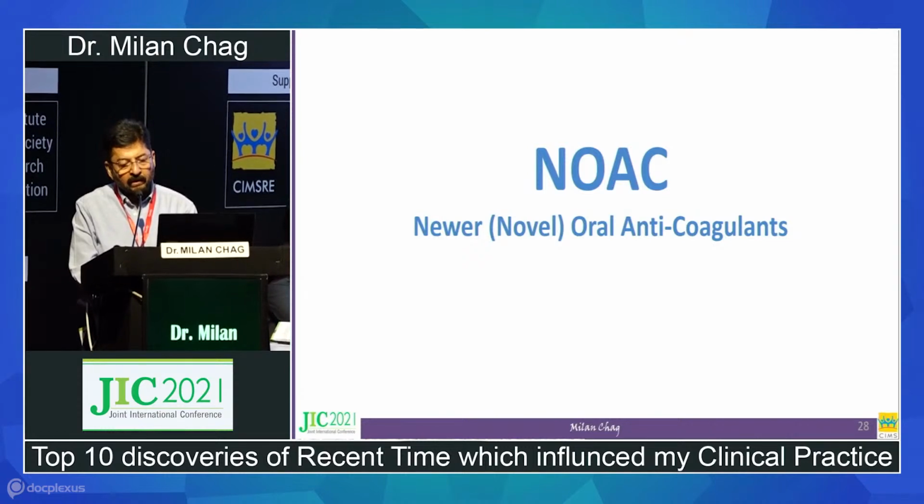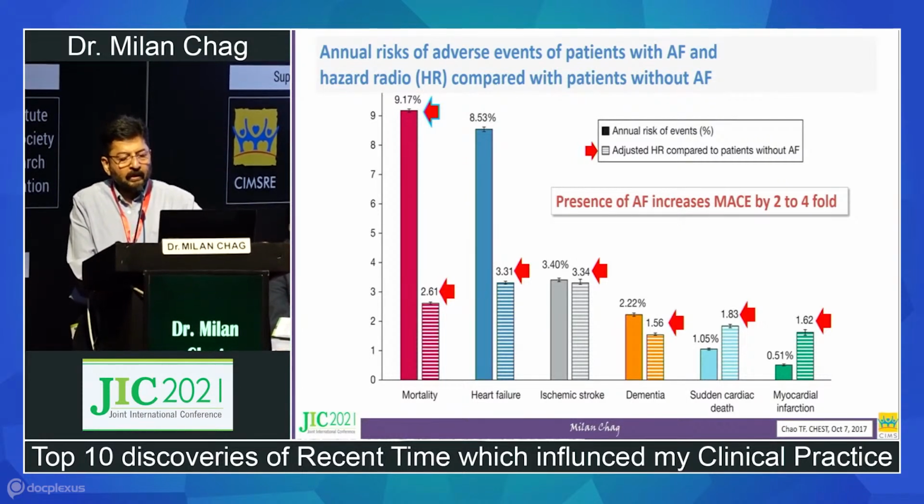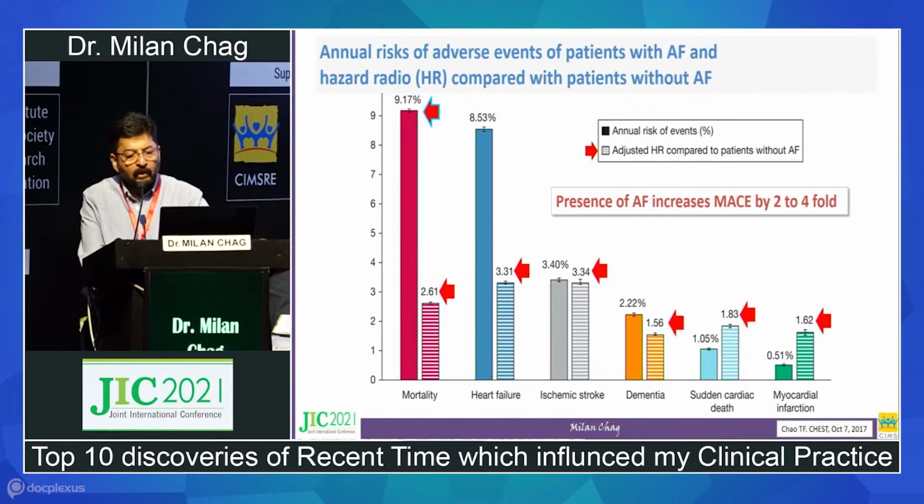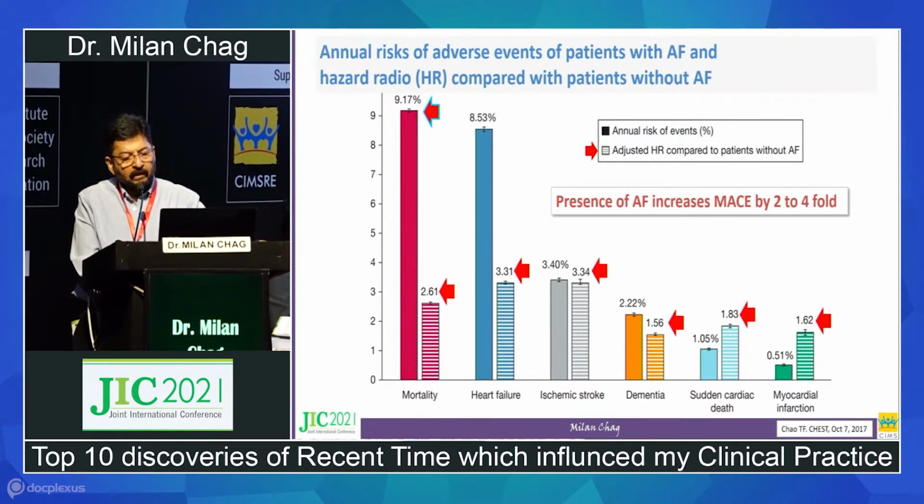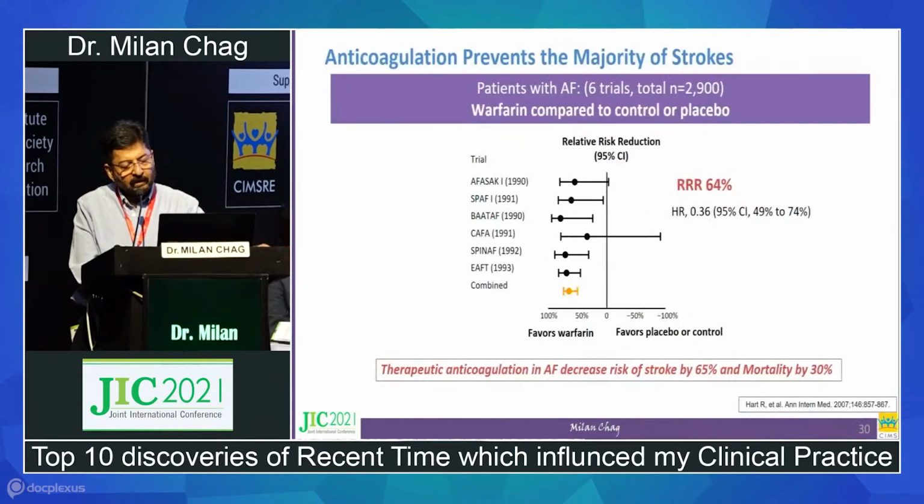Statins don't work there. What about NOAC, newer or novel oral anticoagulants? That has changed the life. Presence of atrial fibrillation increases MACE, including ischemic stroke and mortality, by 2 to 4-fold. And with presence of atrial fibrillation, annual risk of dying is almost 10%. So if somebody has AF, there is a 10% chance that he will die in 1 year.